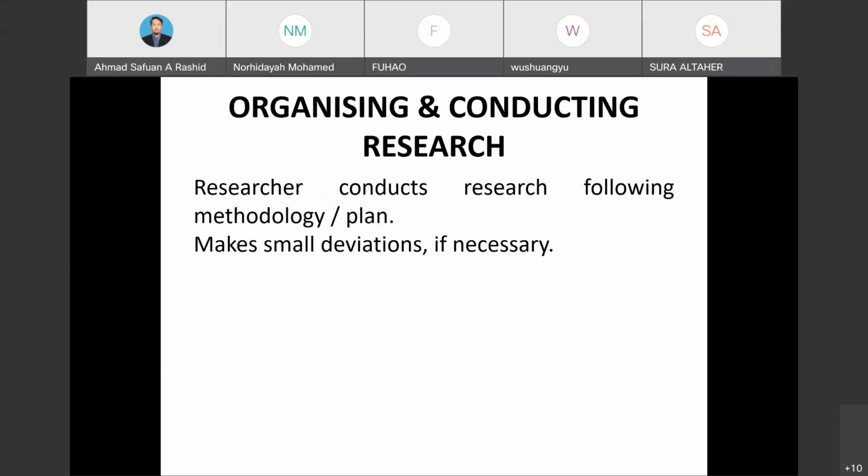So, organizing and conducting research. The researcher conducts research following the methodology of the plan. If you have some difficulty, you can make some small deviations if necessary, as long as it follows the standards.